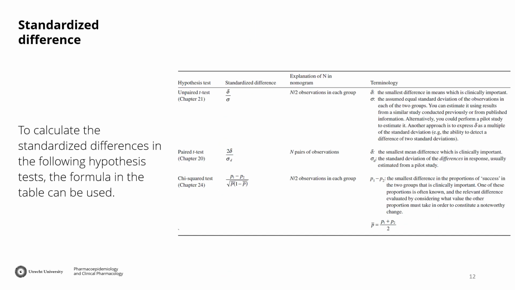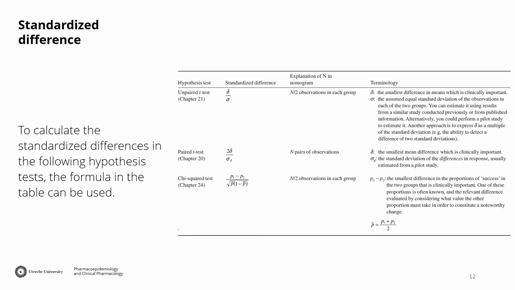So here we have the standardized differences. We have a table with the different hypothesis tests and how the standardized differences can be calculated for those tests. The standardized difference is the difference in the mean of a variable between two groups, divided by the estimate of the standard deviation for the variable. This is very closely related to the smallest difference in the mean which we think is clinically important, so that's also the delta you see in the terminology. And then you have the standard deviation, which is the sigma, also in the standardized difference formula. So those are very important.